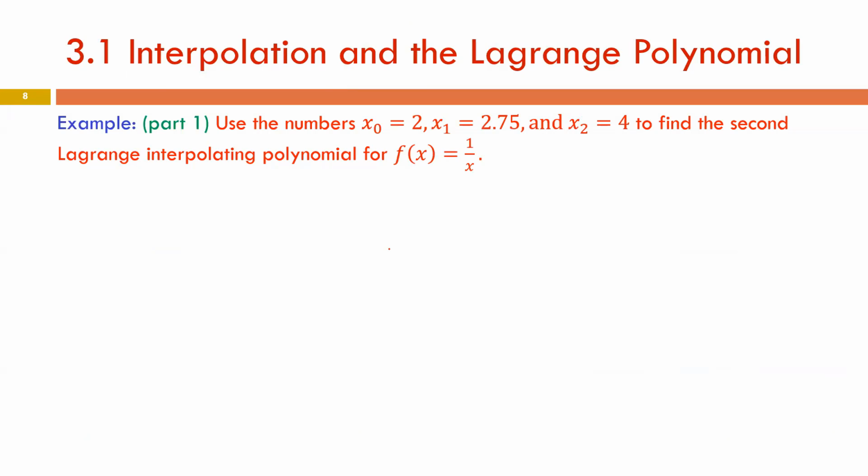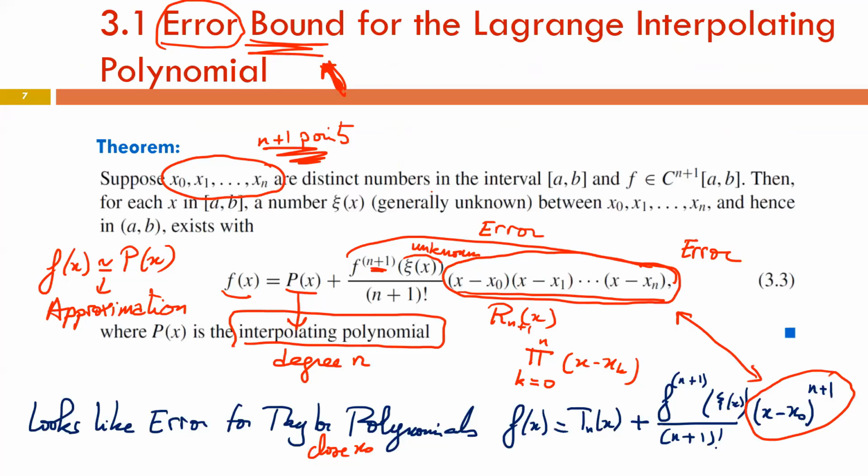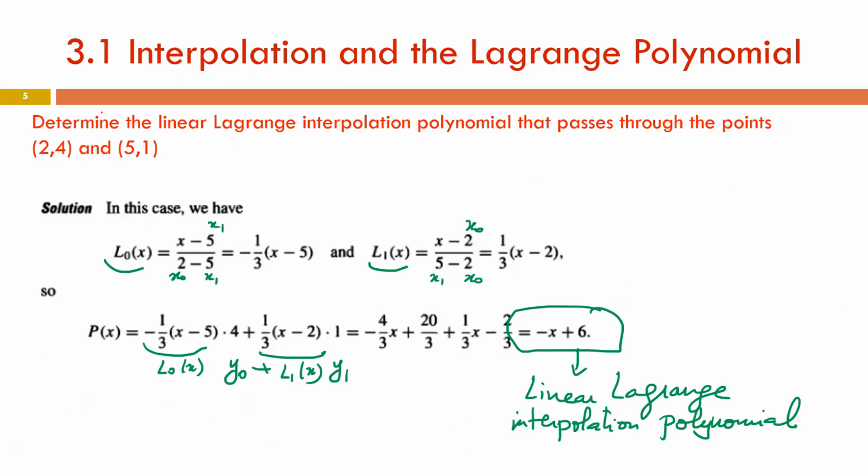Good, let's see an example. Use these numbers to find the second Lagrange interpolating polynomial for the function f of x equal 1 over x. So how many points are we given in this example? 3 points. So what is the degree of the polynomial in this case? Let's go back here. Is it n, right? How many points here? 2 points.